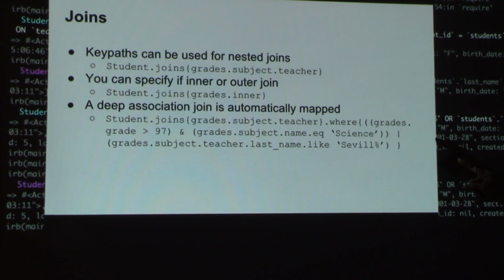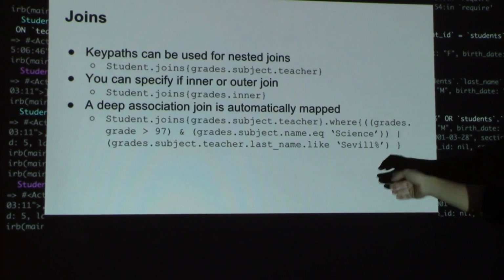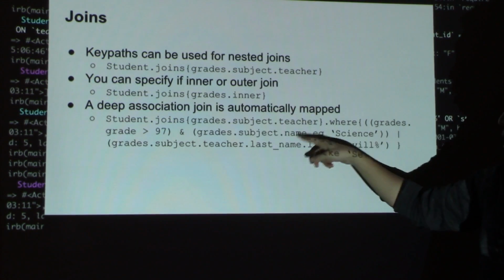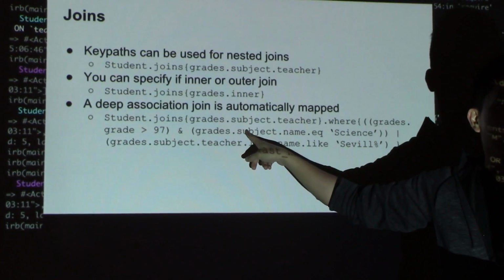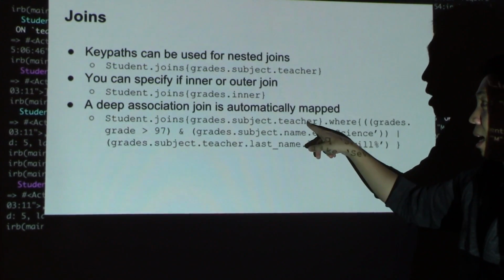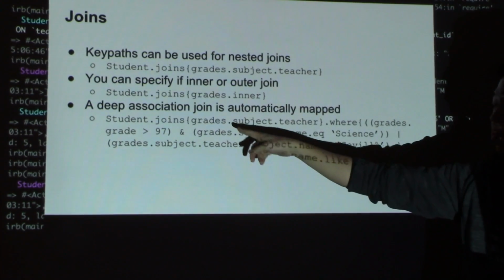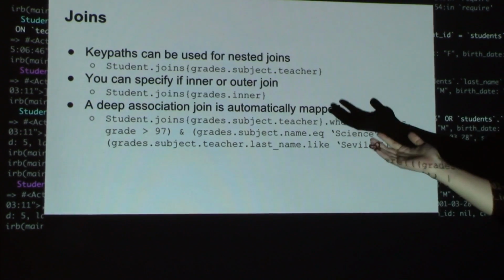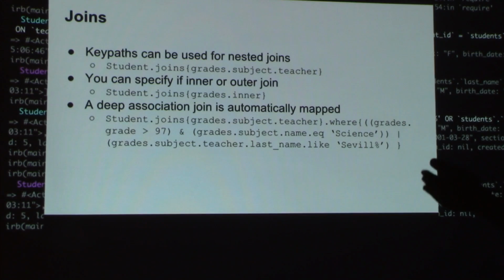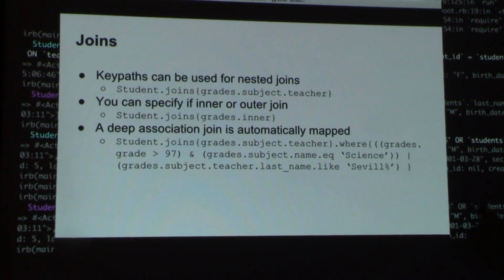So afterwards, you can say where grades not grades 97, because we already passed grade. And then grades at subject at name is equal to science, because we passed subject. And then finally, the last pass is in teacher, because ultimately it ends in teacher. So everything along the path will also get mapped automatically. So if you're going to do a query of a join that is very inner or very nested, you join it at the deepest level, and you get the convenience of all those in between at the same time. Okay.